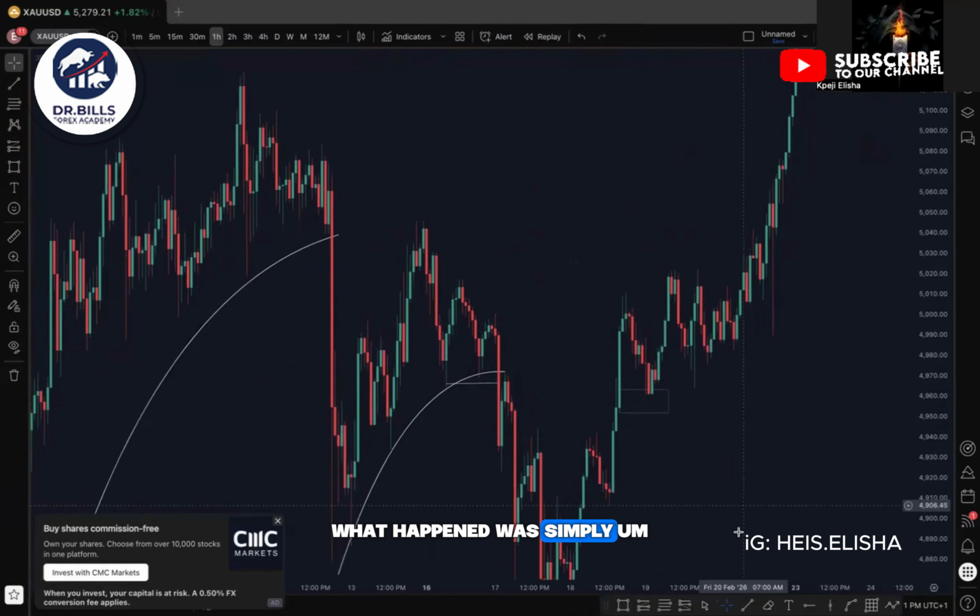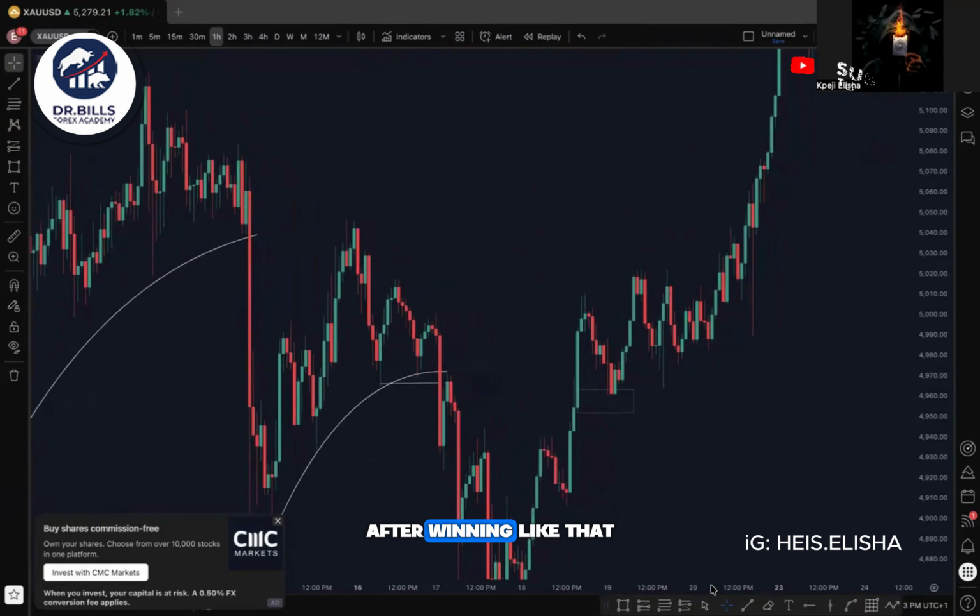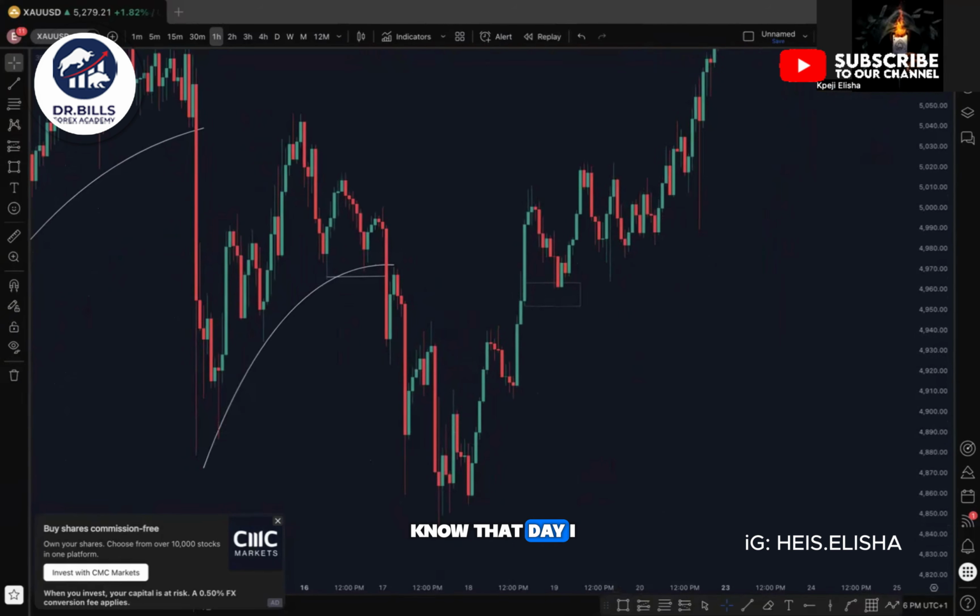What happened was simply after winning like that, that day I wanted to take my win home. So I was having a bit of resistance, but I knew gold was still bullish here, right? So basically, what happened was that I didn't call this trade. I placed a buy limit from this level and stop loss at the bottom. Price triggered and went into profit. Like you can see, price went really into profits.